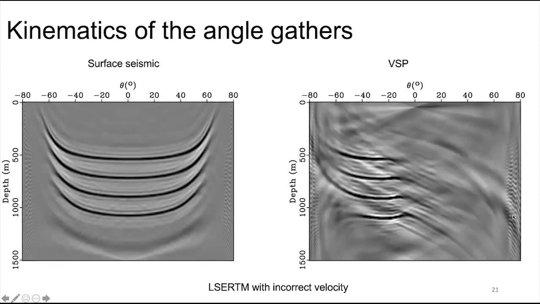The subsurface offset common image gathers are then transformed into angle domain common image gathers using slant stack. The events in the angle gathers are curved up, indicating that the migration velocity model is slower. In the VSP survey, only negative angles show up because the surface image points are on the right-hand side of the receiver line.